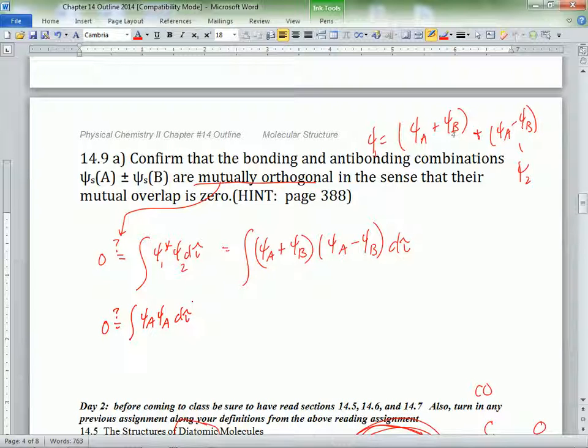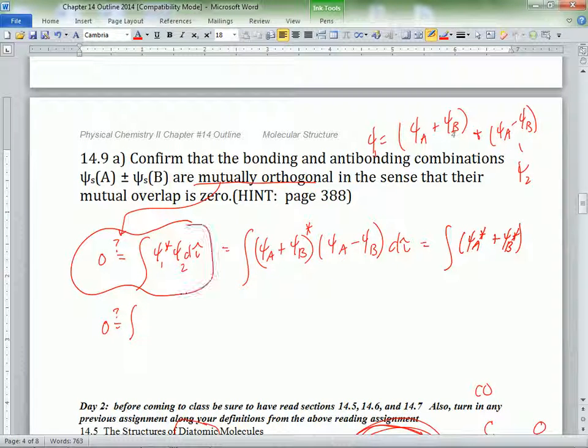Oh, I forgot my complex conjugate. Look at that, I went from here and I didn't do my complex conjugate, did I? Forgot about that, right? Why does that need to be there again? Because of our starting point. It's always complex conjugate.